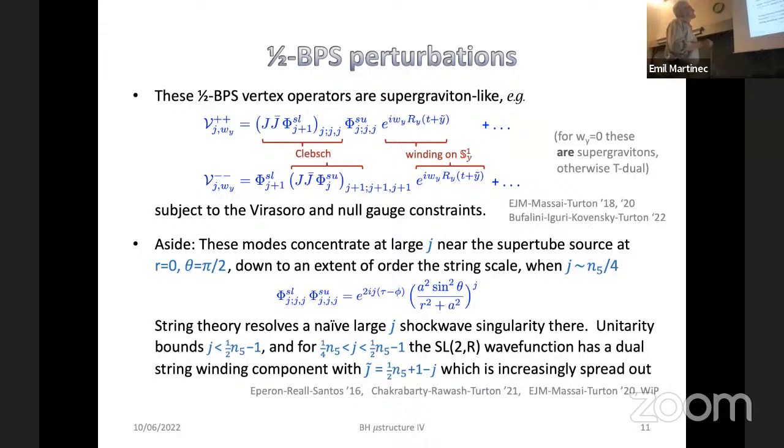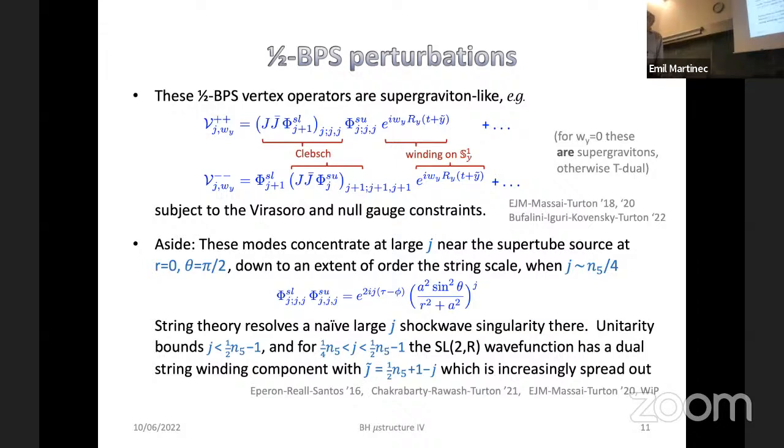But looking at the center of mass excitation, one sees an interesting structure that connects up to David Turton's talk earlier in the week. Namely, in order for the state to be half BPS, the center of mass excitation has to be a highest weight state in the SU2 part and a highest weight state in the SL2 part. And if I look at those wave functions at large principal quantum number, then what's happening is the excitation is becoming more and more localized at large J near theta equals pi over 2 and R equals 0.